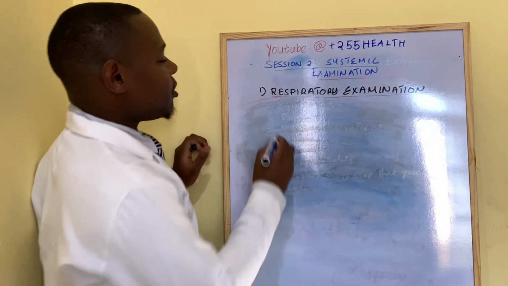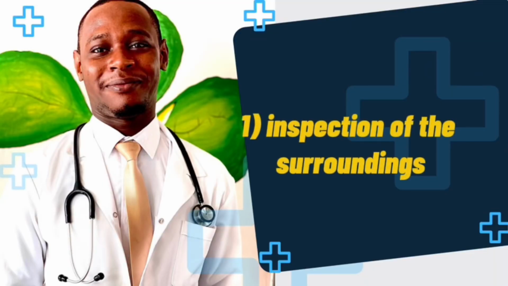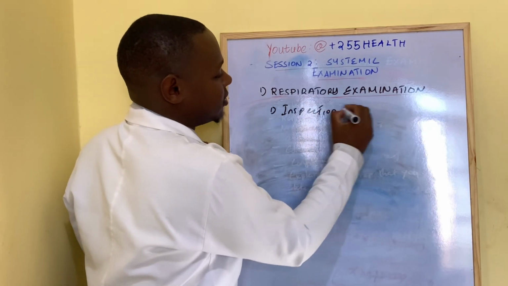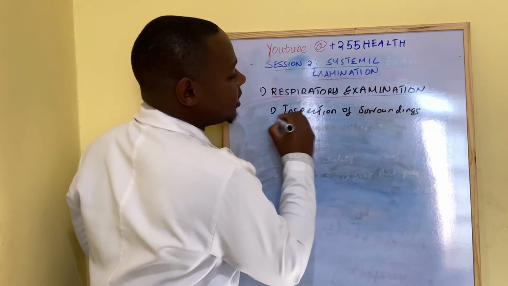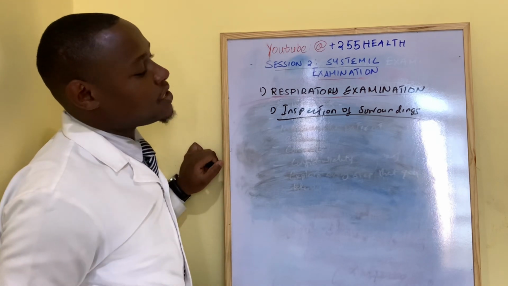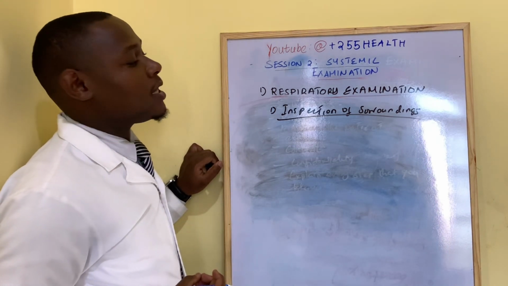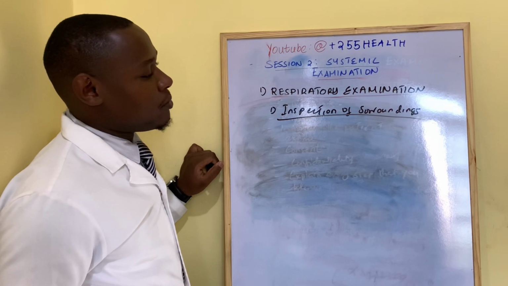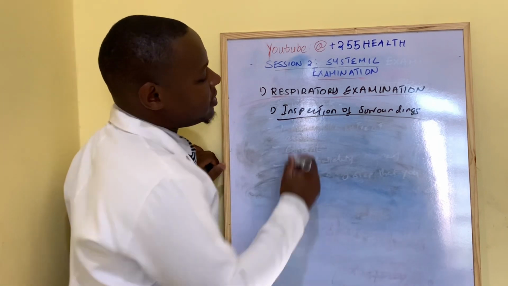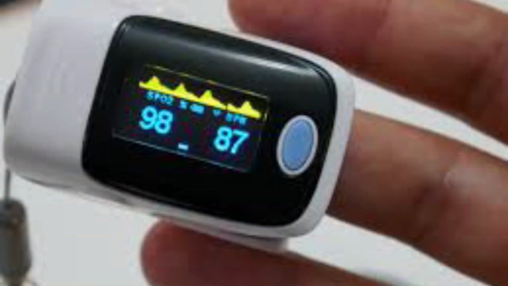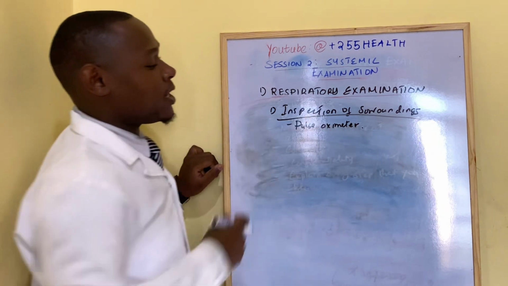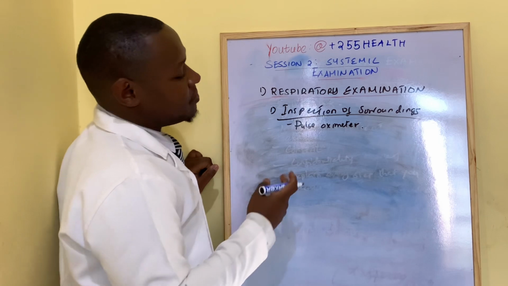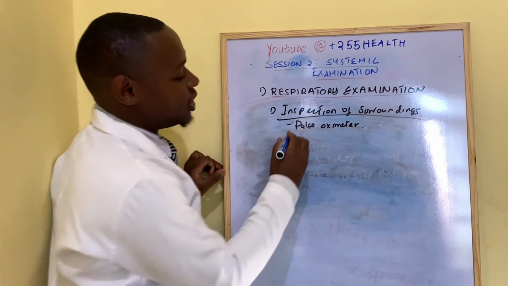So the first thing that's important is the inspection of your surroundings. This can tell you a great deal about your diagnosis of the patient, and it can help you to pick up some things which will aid you in the diagnosis. So what are things that you're supposed to look for? Maybe the patient may be on a pulse oximeter. You probably know that this person maybe is having respiratory distress. Maybe that's why the pulse oximeter is being used to check the oxygen saturation.